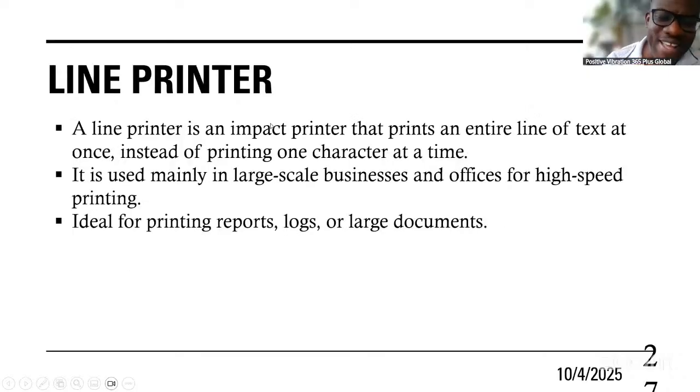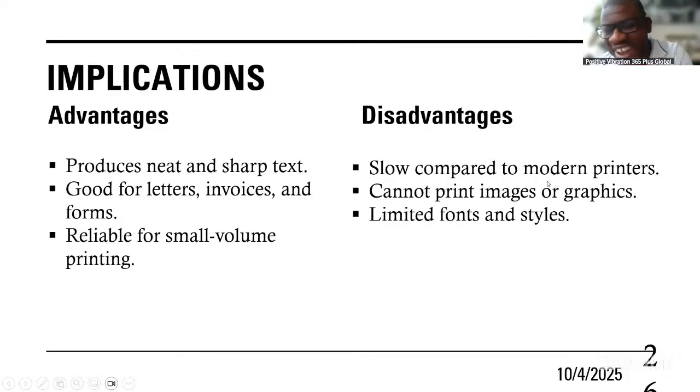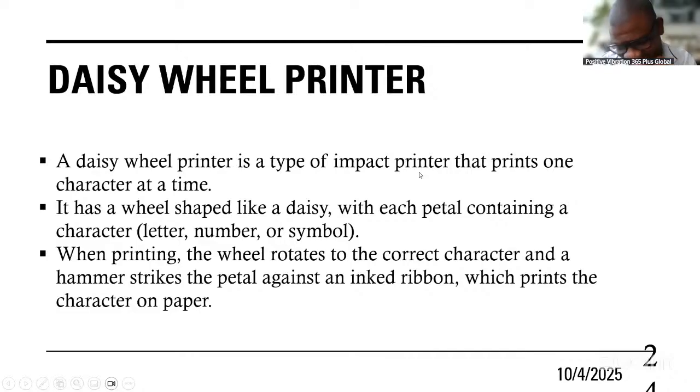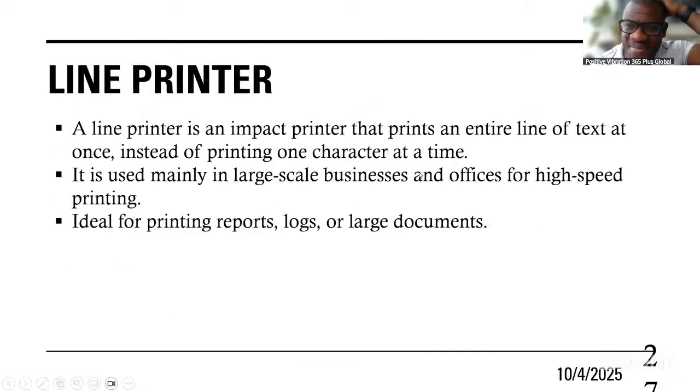Good. Let's now talk about the line printer, which means Colton, if a character printer prints one character at a time, what does a line printer do? Where's Colton? It prints one line at a time. All right, cool. So it prints an entire line at a time, instead of a character at a time.